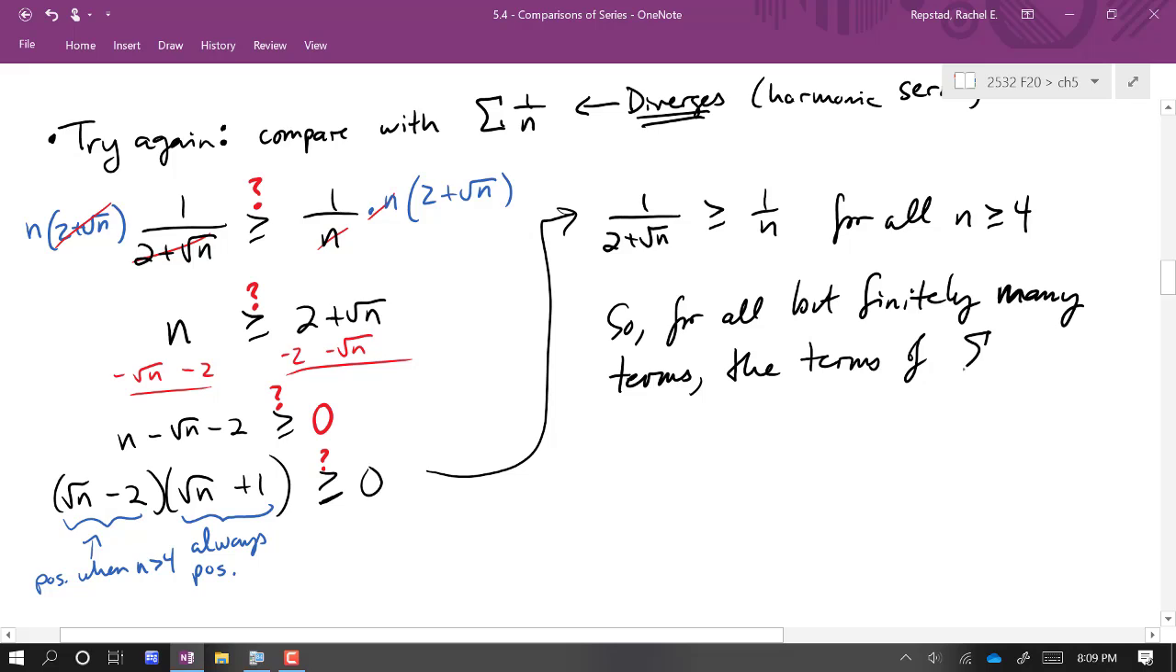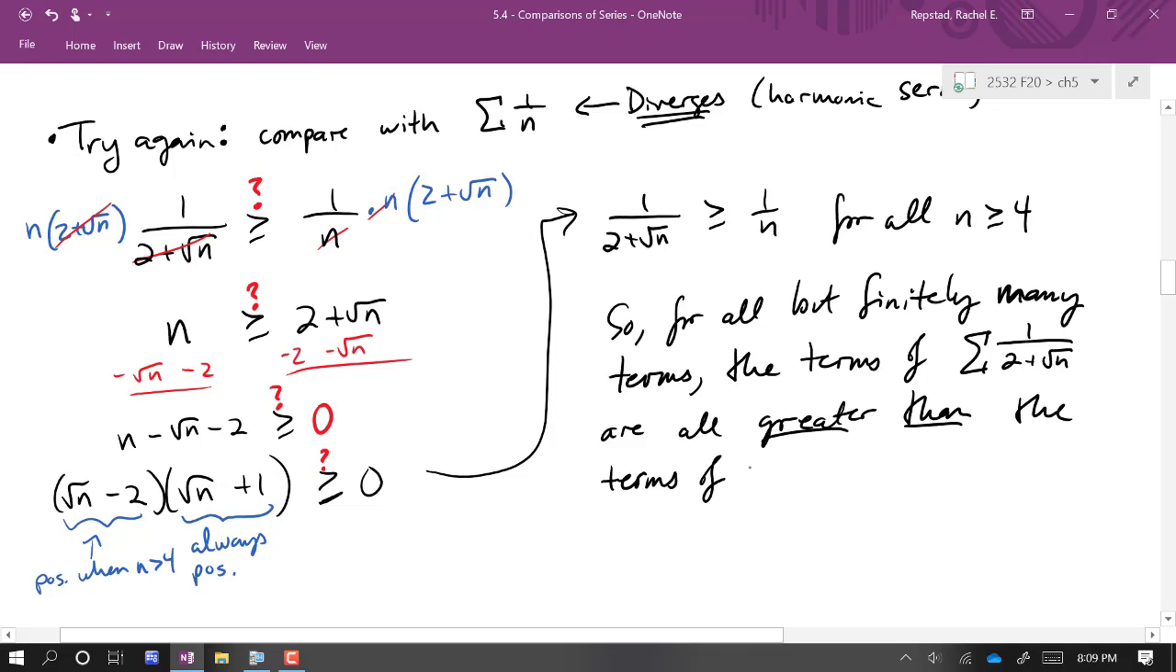The terms of our series, 1 over 2 plus root n, are all greater than the terms of a divergent series. And this is a comparison that works, right? If you're showing that your terms are all greater than the terms of a divergent series, that means that your series has to diverge.